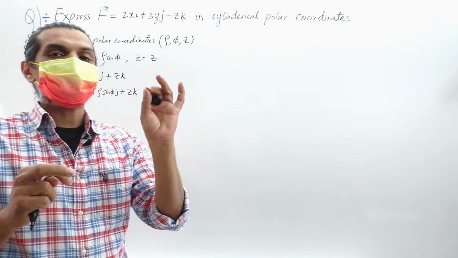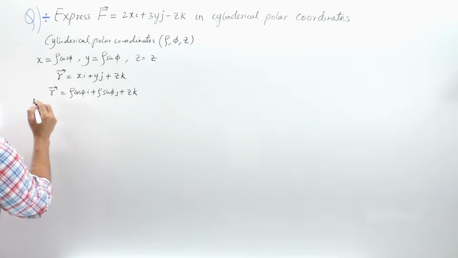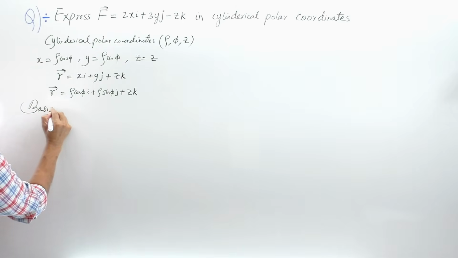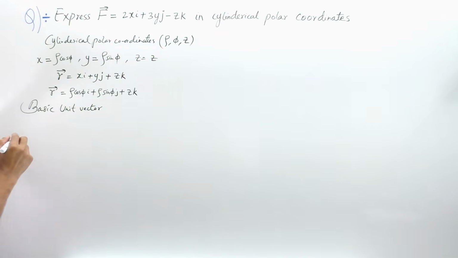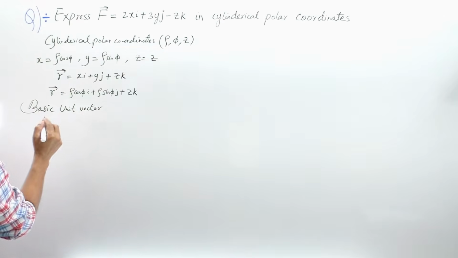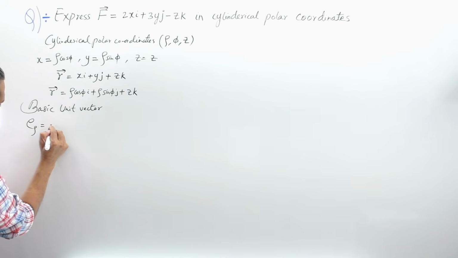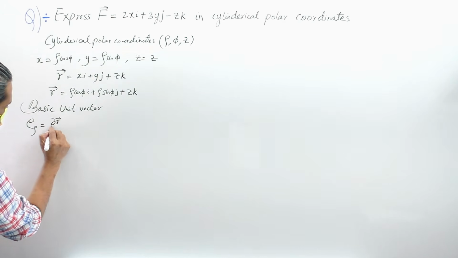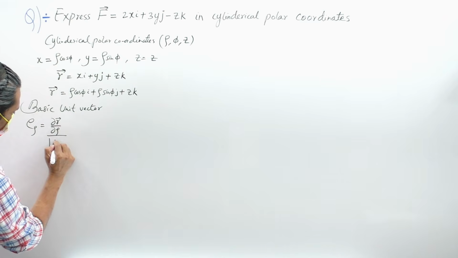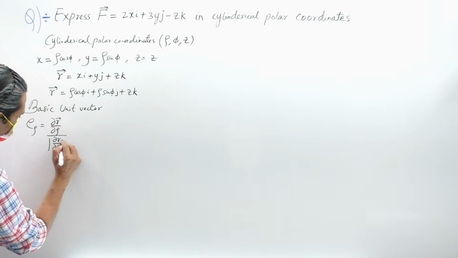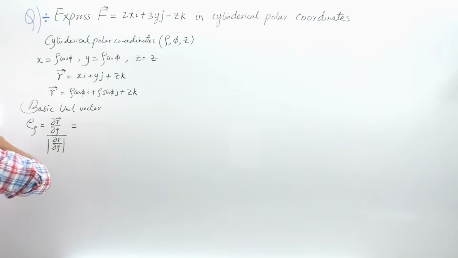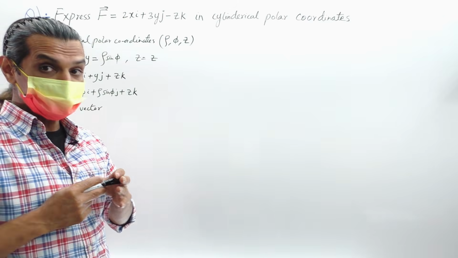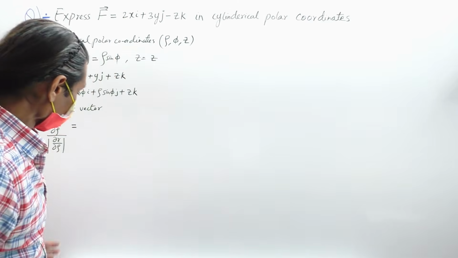The next step is we need to find the basic unit vectors. The basic unit vectors are with respect to rho, phi and z. So first, E rho is equal to dou r by dou rho, whole divided by the modulus of dou r by dou rho. So that is equal to, see here, very carefully, you are partially differentiating here. So please pay close attention.